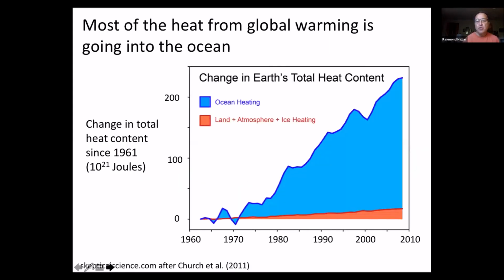So this massive heat capacity of the ocean also means that all the additional heat from global warming, which you've been learning about, is going into the ocean.